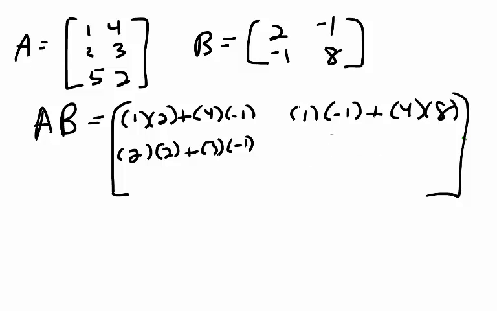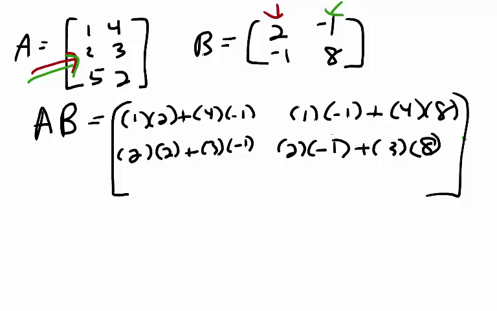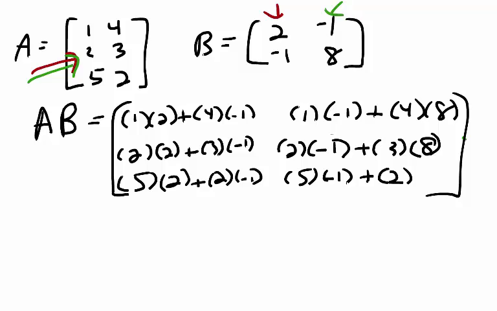Okay, so that was our first. We had row 2 times column 1, and now we're multiplying row 2 by column 2. So that gives us 2 times negative 1 plus 3 times 8. Now we're moving on to row 3, column 1. So I have 5 times 2 plus 2 times negative 1. Now row 3, column 2: 5 times negative 1 plus 2 times 8.